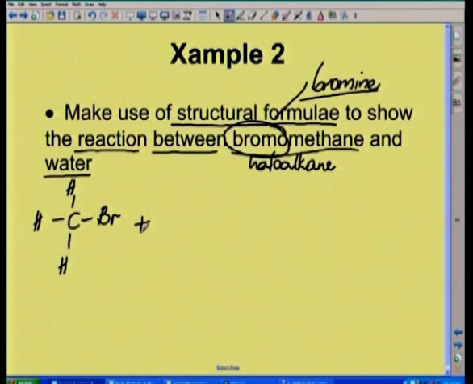They say here it is reacting with water. Water is H. Allow me to do it this way now to show the bonds between the oxygen and the hydrogen in the water molecule. What is going to be formed?